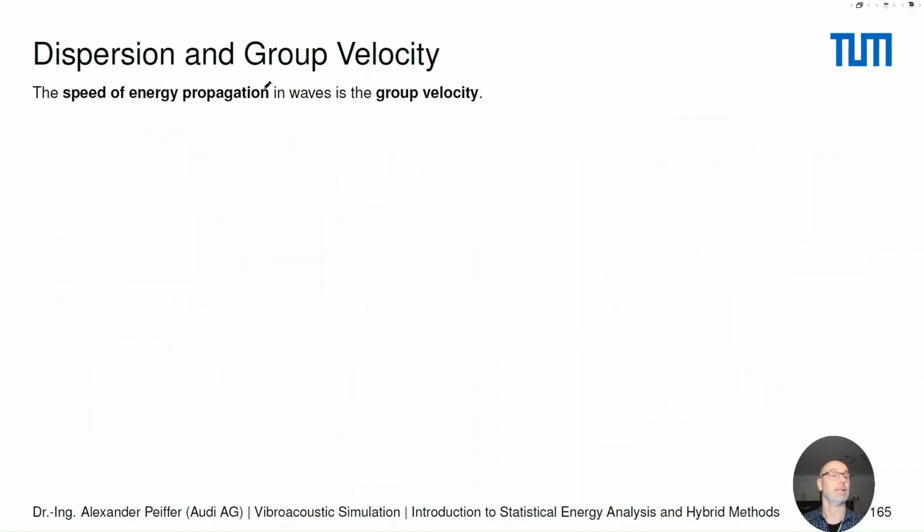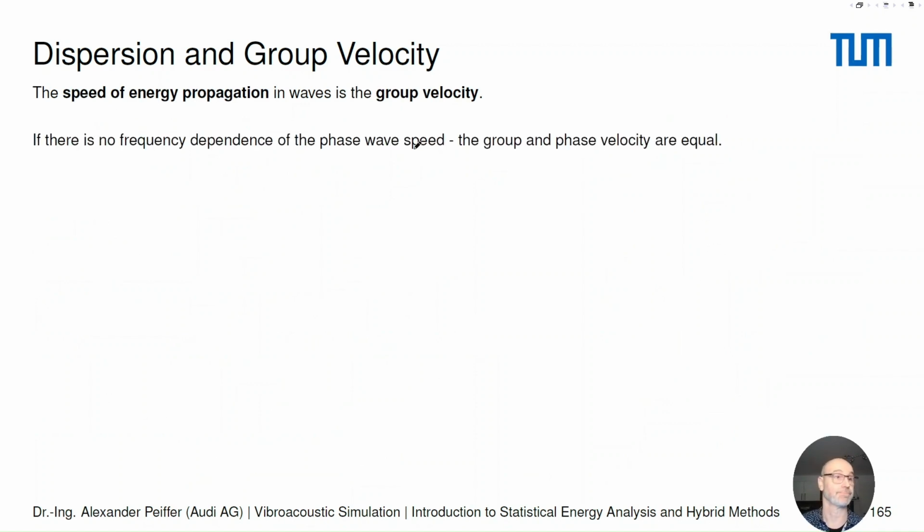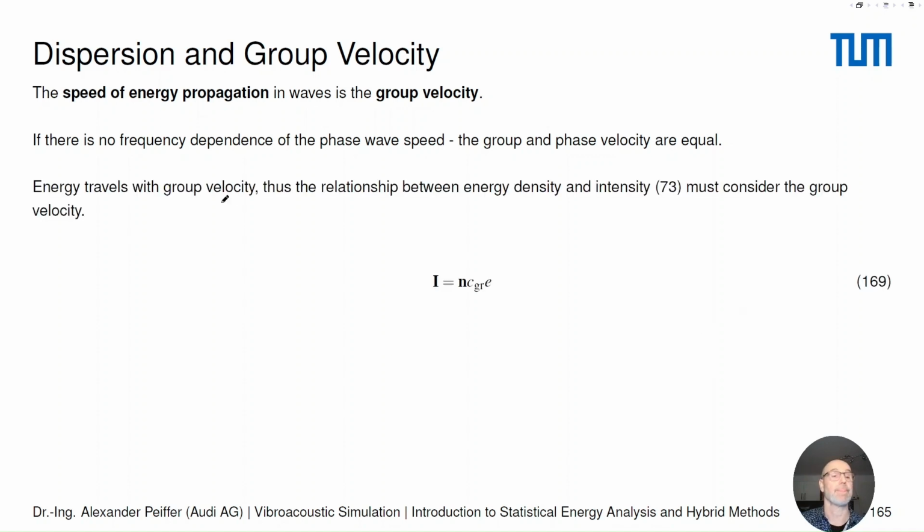Good. Just to summarize, the speed of energy propagation in waves is the group velocity. When there is no frequency dependence of the wave speed, they are equal, which makes it simple, and is the case for fluids and acoustic waves. Energy travels with the group velocity, so that means our relationship for the intensity has to be modified a little bit. The relationship between energy density and intensity is related to the group wave speed.